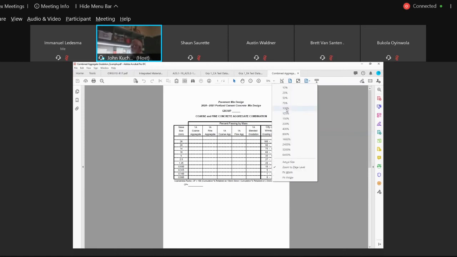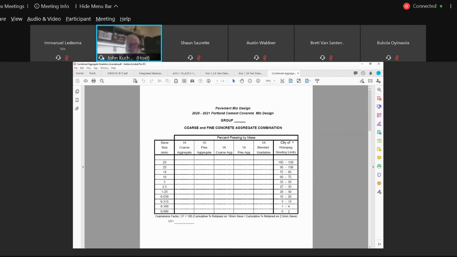Now, I've set up a spreadsheet here for you guys. You have to do your own calculations because this isn't a PDF. Say group 1A, whatever. You're going to include the gradation from the coarse spreadsheet and the fine spreadsheets in here, and then you're going to have a percent.